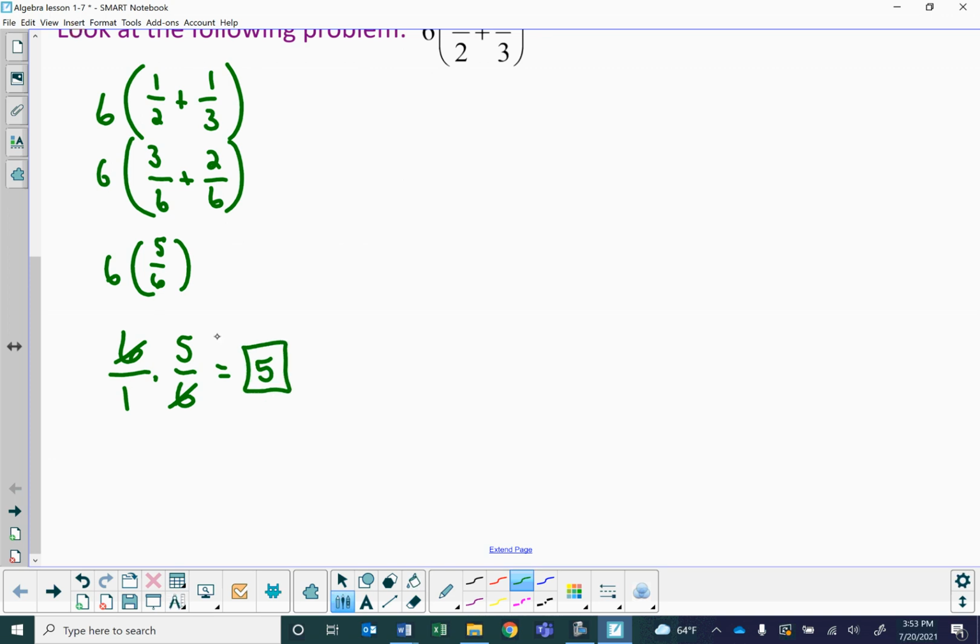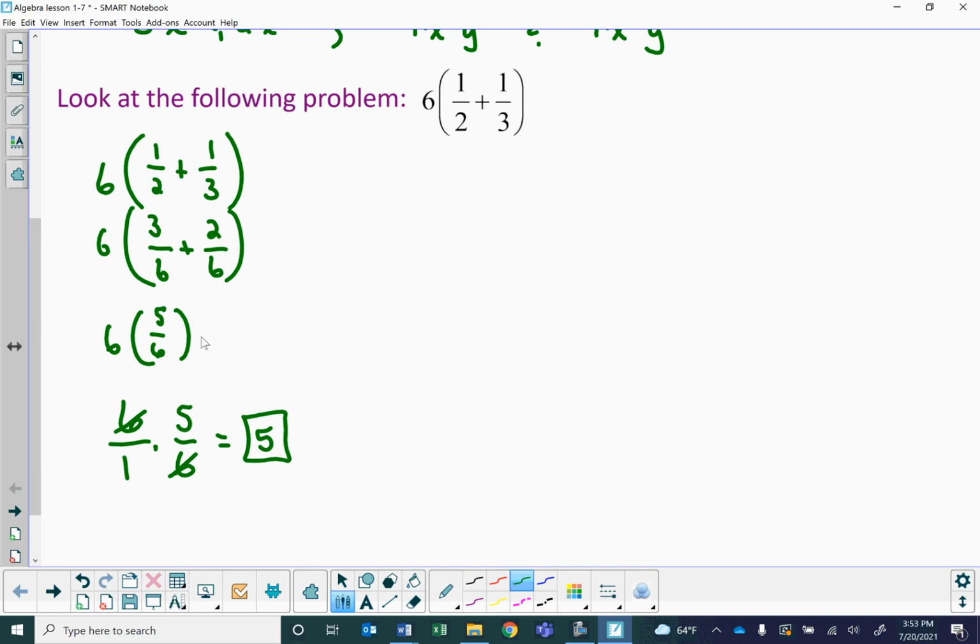Now that's perfectly fine. However, it'd be so much easier for me to say, I need to take 6 times 1/2 plus 6 times 1/3, because 6 is being multiplied by everything inside of that parentheses. So I can take 6 over 1 times 1 over 2 and add that to 6 over 1 times 1 over 3. 2 goes into 6 3 times, and 3 times 1 is 3. 3 goes into 6 2 times, and 2 times 1 is 2, and 3 plus 2 is 5. For me, that way is so much easier.